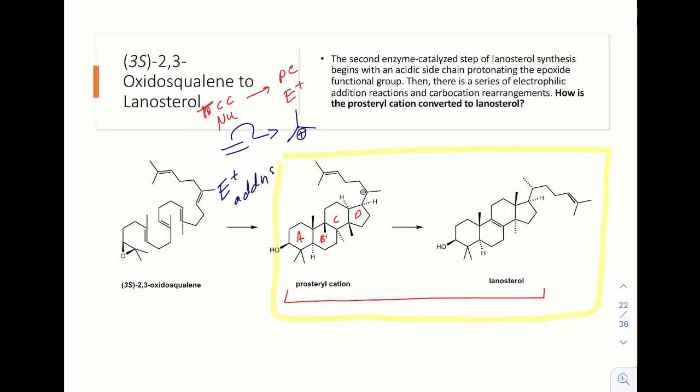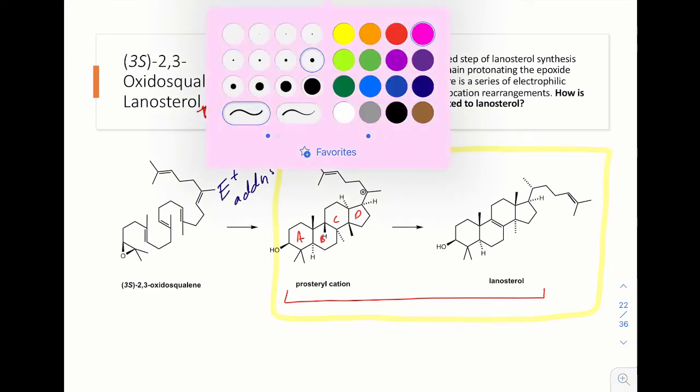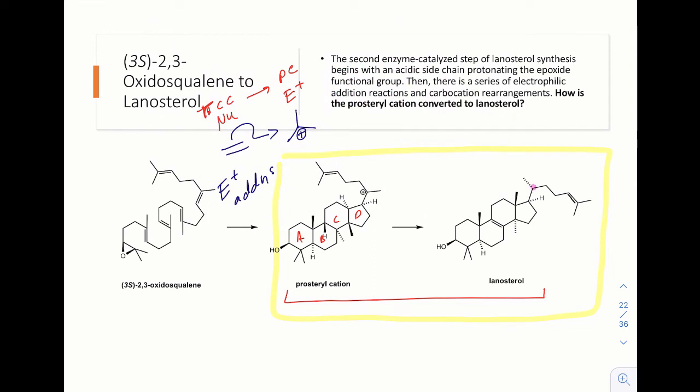What did you come up with here? All right, well, let's compare. So here we can see where the carbocation is in the prosteryl cation. In lanosterol, there is a hydride or hydrogen atom here. A stereocenter has been set. Now this methyl group is a substituent at a stereogenic center.